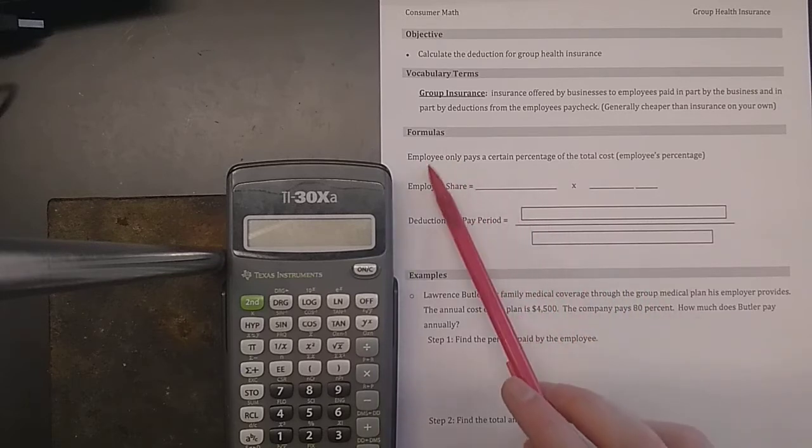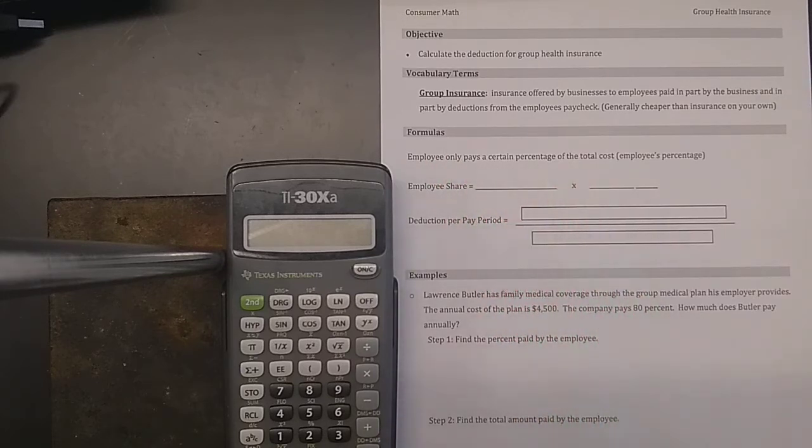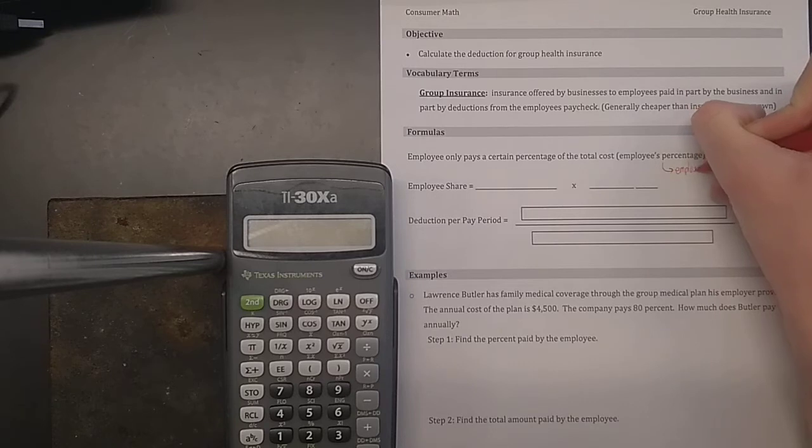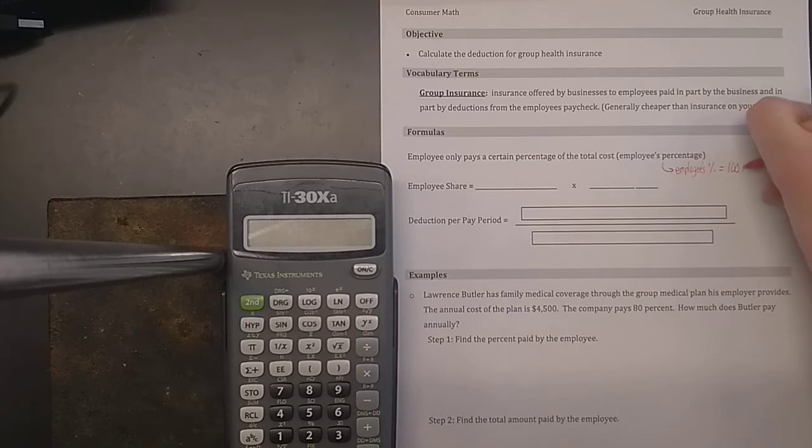The idea here, again, is that the employee only pays a certain percentage of the total cost of the insurance. The insurance has a cost for the entire year. The employer, the business itself, will pay some of that, a certain percentage. The employee will pay the remainder. So, in order to figure out what the employee's percentage is, because a lot of times it doesn't tell us this, I'm going to add a formula here. Employee's percentage equals 100% minus company's percent.